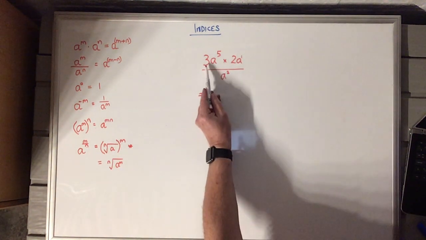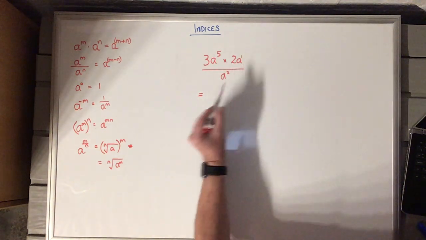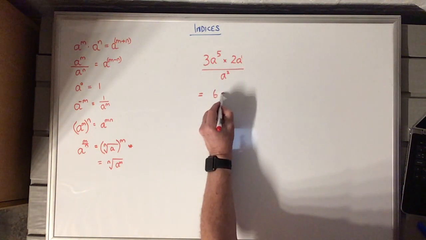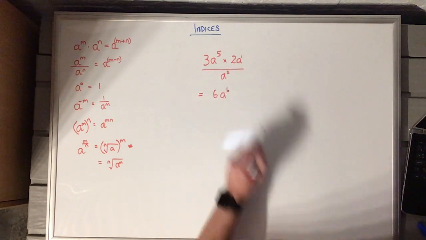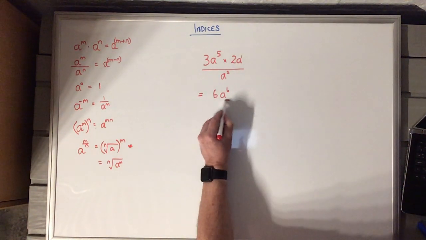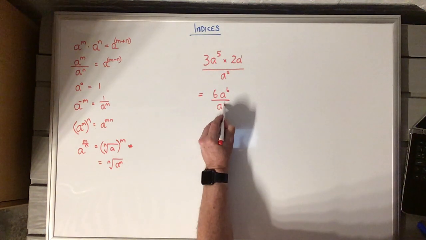So we deal with the normal numbers first. 3 times 2 is 6. And it's a to the power. We add the powers. That would be to the power 6. All over a to the 2.